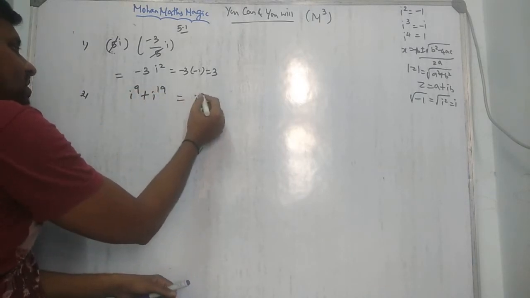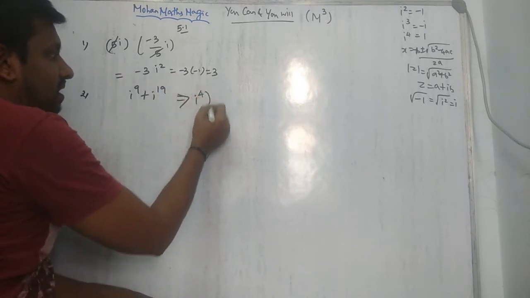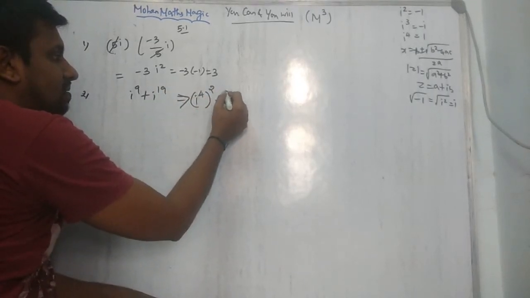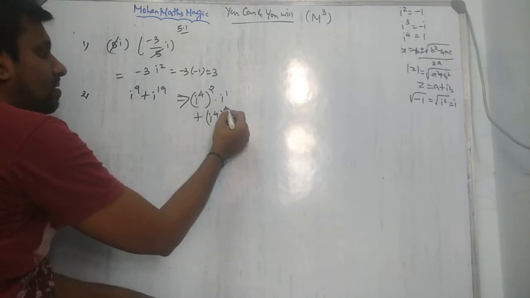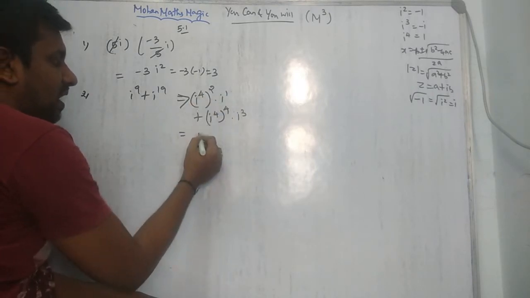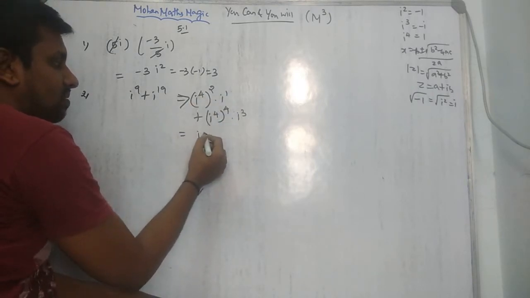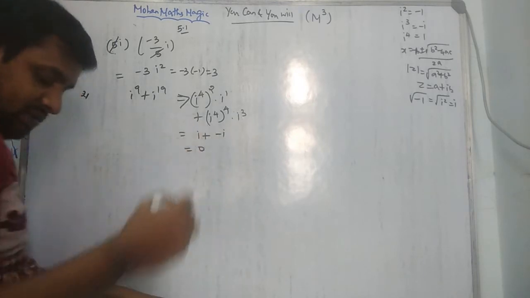So i power 9 can be written as i power 9. They have given you the basics. i power 19 can be written as, therefore, 1 into i plus 1 into minus i, so the total becomes 0. So the answer is 0.